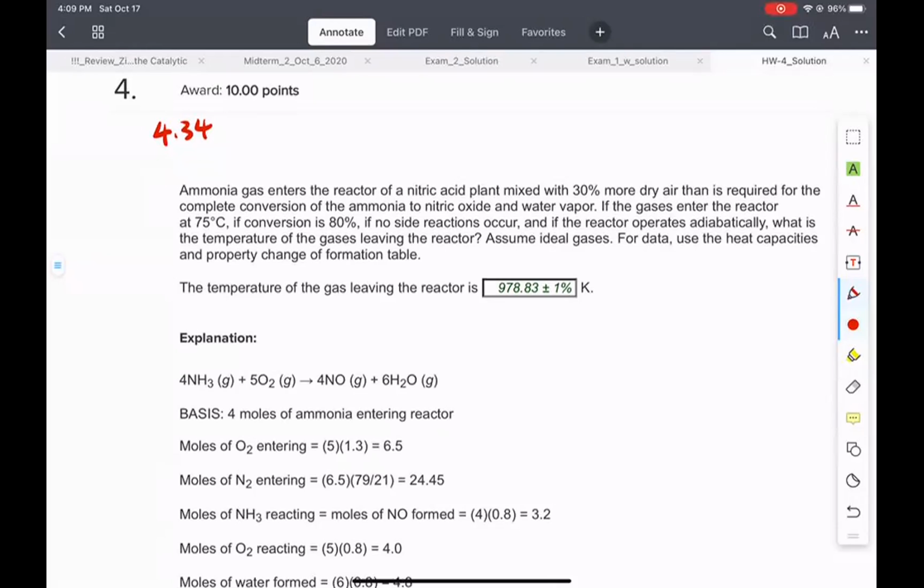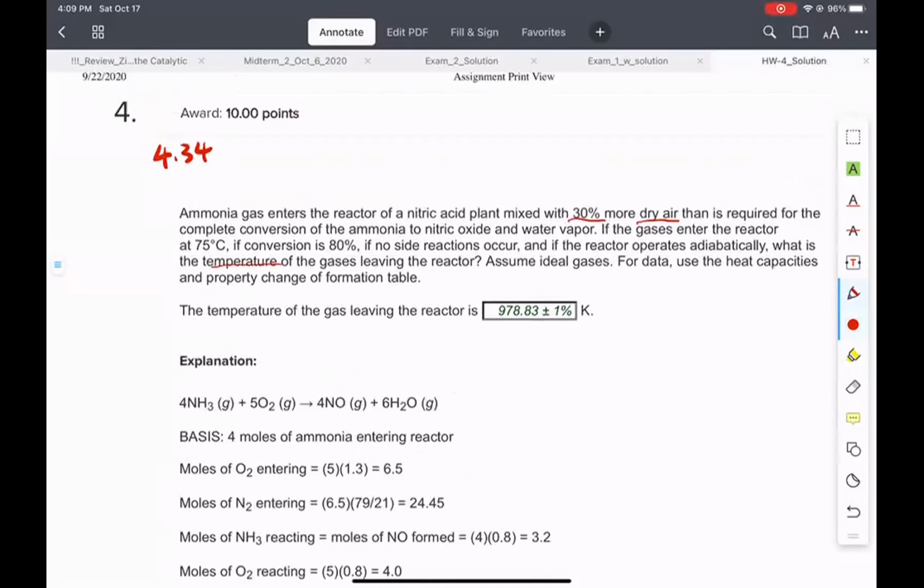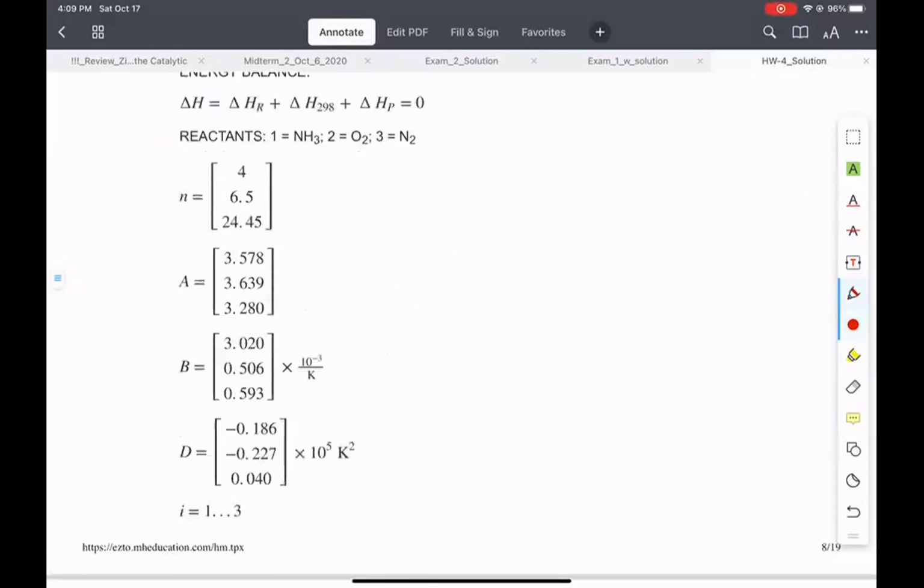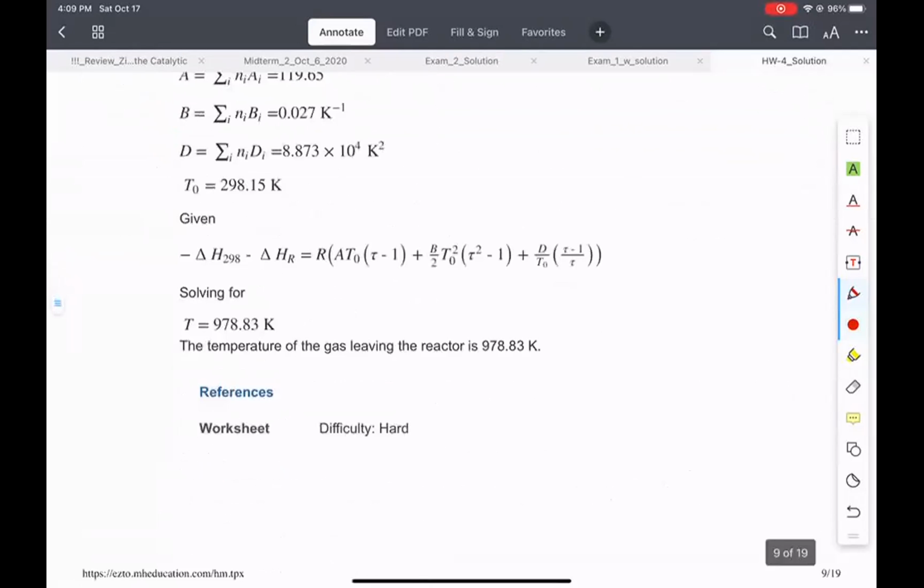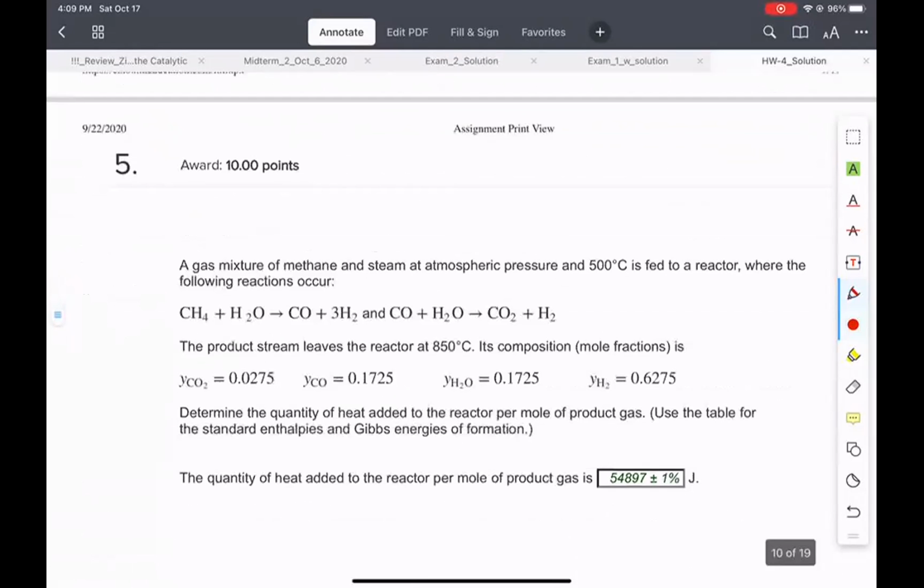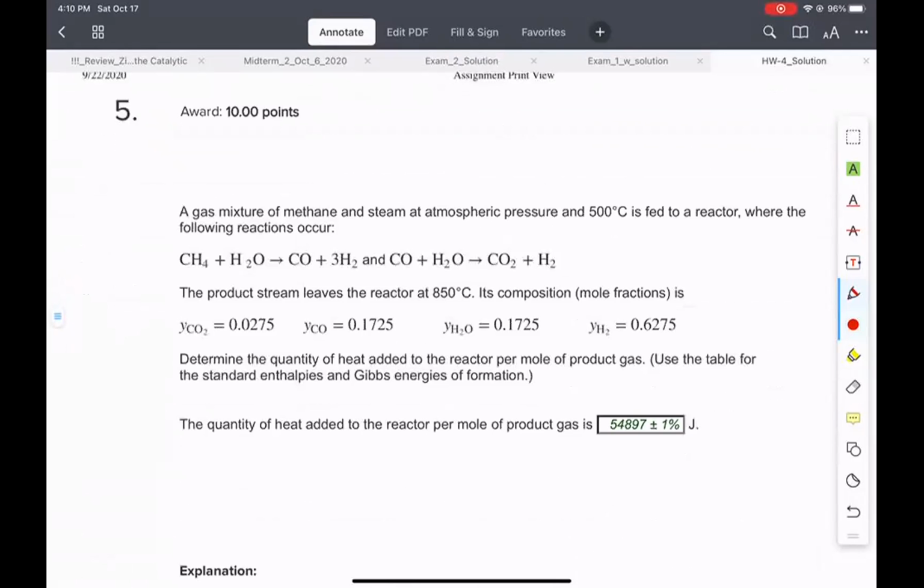and we have some mixture of dry air, and we have a certain conversion, and we need to calculate the temperature or the heat-related quantity. So this is not exactly the same, but quite similar to the exam problem. This is one problem. And then when you look at problem 5, corresponding to textbook problem 4.36, this is also a problem from chapter 4.